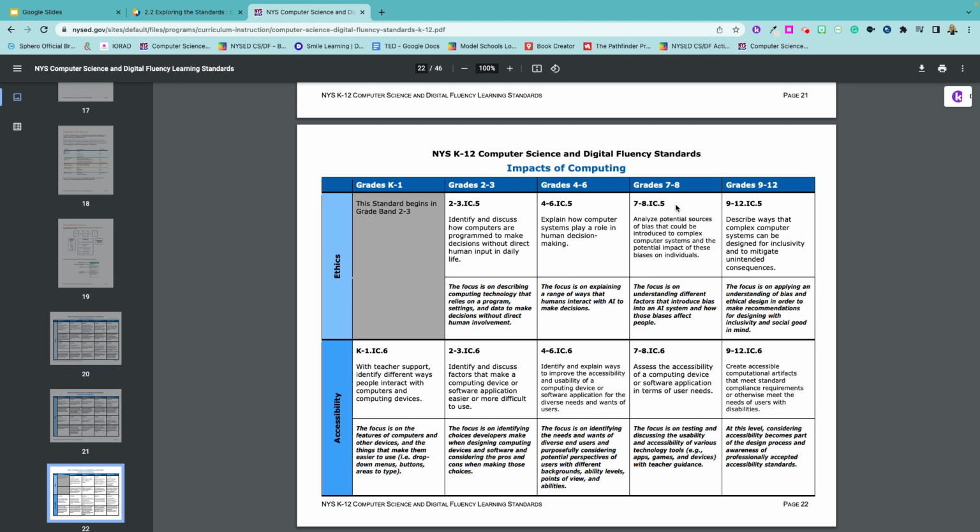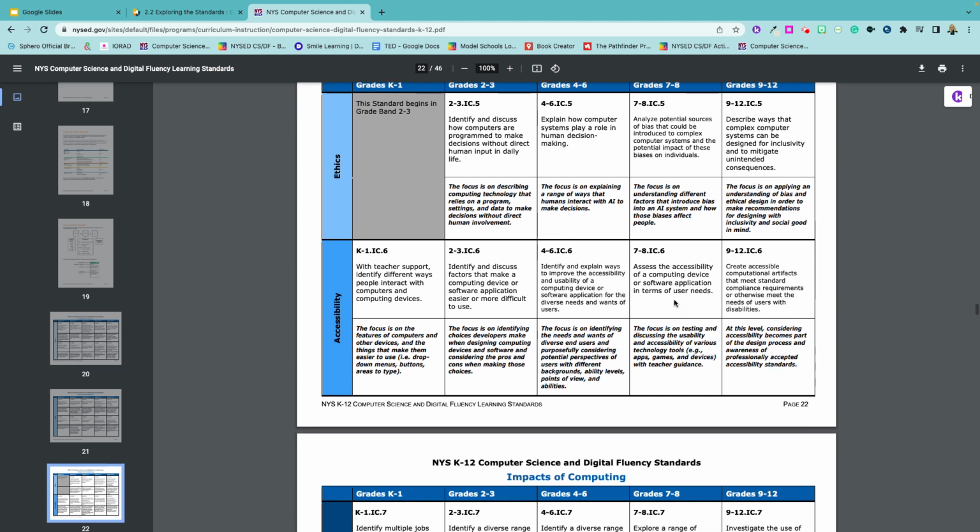The final one in ethics is right here. It's IC5, and this one says analyze potential sources of bias that could be introduced to complex computing systems and the potential impact of these biases on individuals. Here, the focus is on understanding different factors that introduce bias into artificial intelligence systems and how those biases affect people. So think about what we have available to us, say ChatGPT, and discuss the pros and cons and understand what information could be correct, or what sources of bias could be introduced when we use those complex systems.